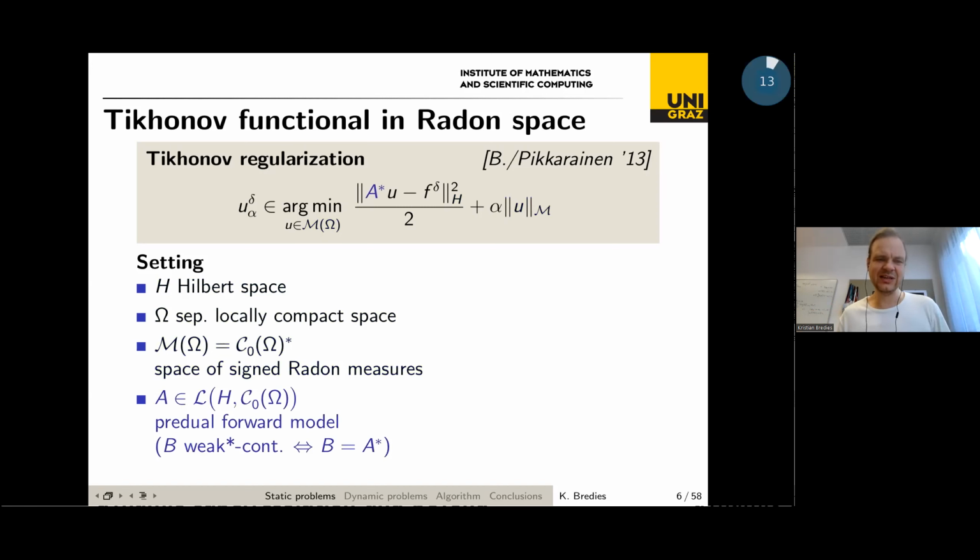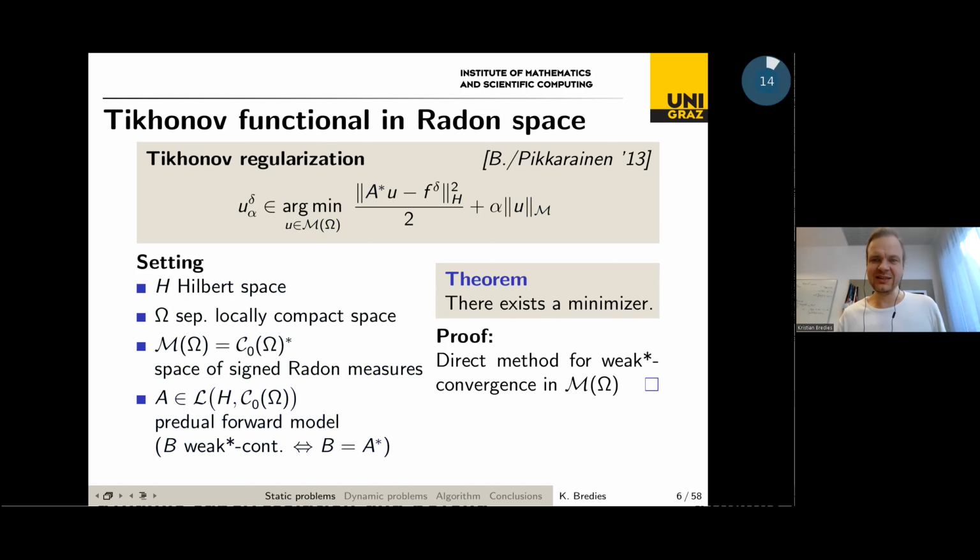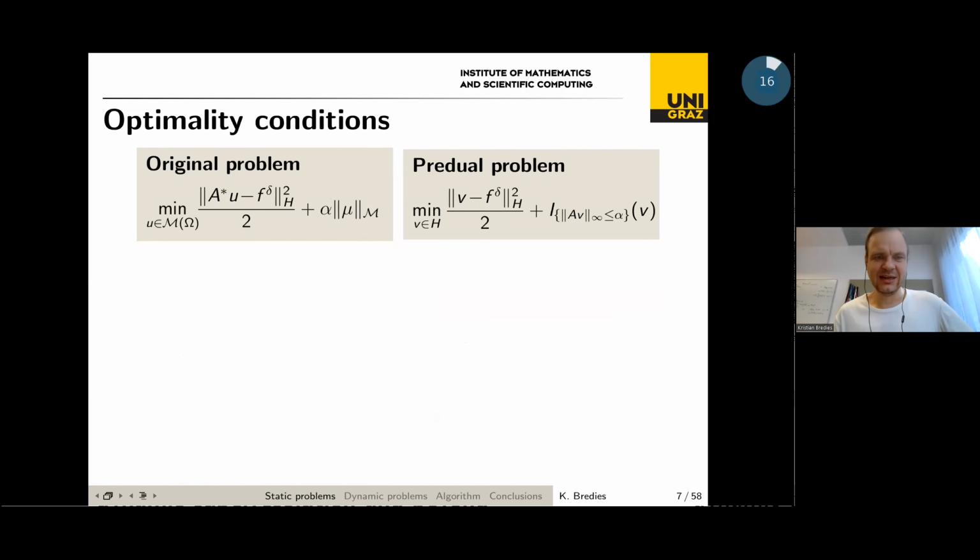And also you can just formulate the forward operator in terms of an adjoint, which gives you weak star continuity. And this is already good from the functional analytic perspective, because then you can prove existence of a minimizer and many other things, right? So now how is it possible to, let's say, obtain sparse solutions in a certain sense? And so that should give you an intuition why you can actually get delta peak solutions.